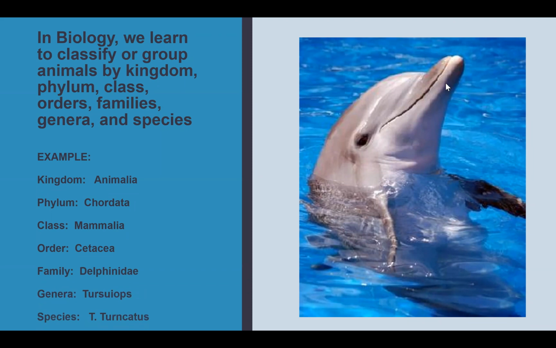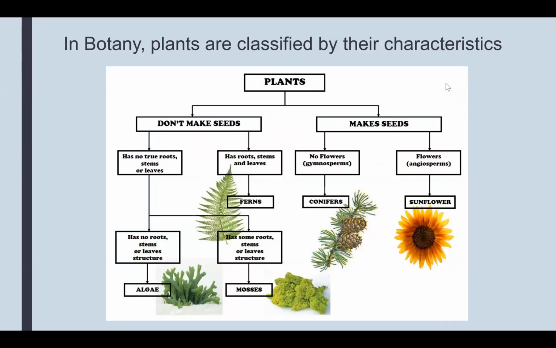So we learn to do that in biology. You also learn to do it in botany. I would anticipate that you do it in chemistry with different chemicals and their chemical makeups and what characteristics they have in common or do not have in common. Here's an example of one where you're classifying plants, and you have some plants that do not make seeds and some that do. So again, this idea of classifying or grouping data shouldn't be foreign to you because you have done that type of thing in other classes.